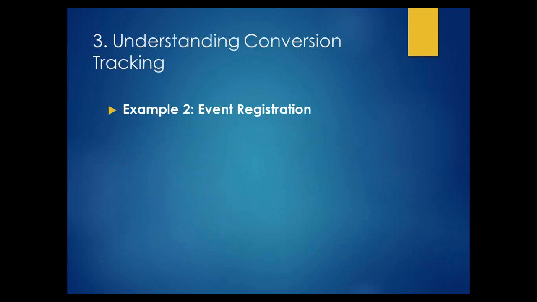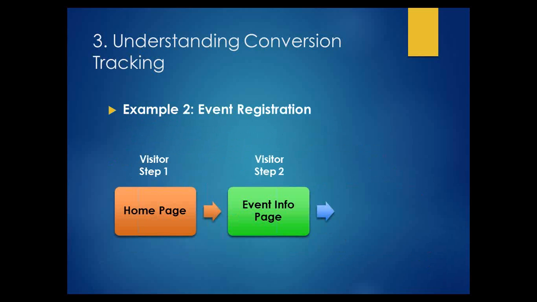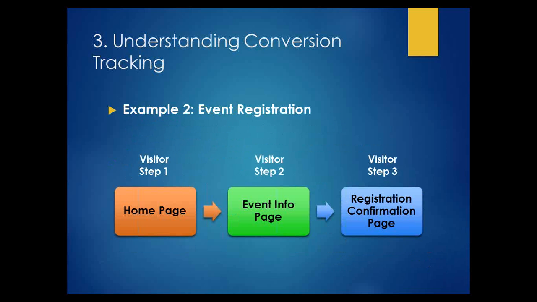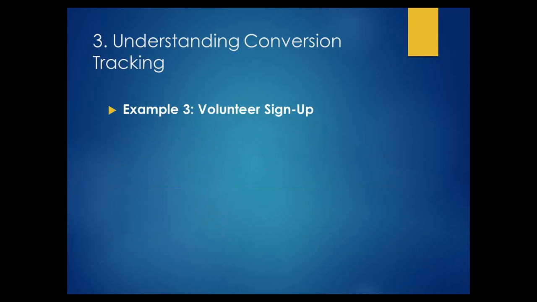Other popular example of this is event registration, right? Homepage in step 1. In step 2, they visit the event info page, right? And once they register for the event, they get sent to a registration confirmation page, right? And that is what you would define as destination goal. Therefore, you can very accurately track how many people registered for your event, right?